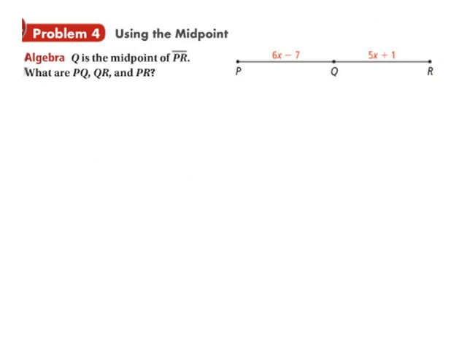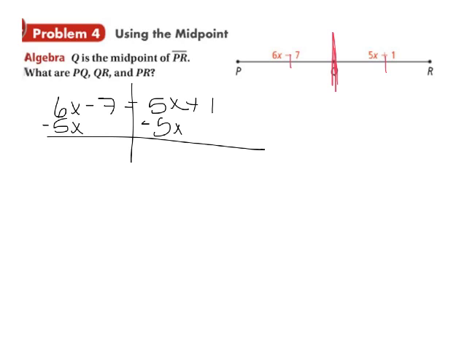Okay, let's do problem 4. Q is the midpoint of PR. Since it's the midpoint, that means it bisects those two sides. What is PQ, QR, and PR? If it bisects, that means this is congruent to this. So we can say that 6x minus 7 is equal to 5x plus 1 and solve for it. We're going across the equal sign, so subtract 5x, and I get x minus 7 equals 1. Again I got to take that 7 over, so a positive 7, and I get x equals 8.